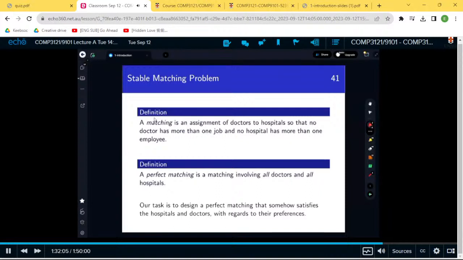Now, how do we satisfy these preferences, or what is the actual property that we want? Because we know that we cannot perfectly satisfy everybody. Some hospital might not be able to get the most ideal candidate. Some candidate might not be able to work at the most preferred hospital.